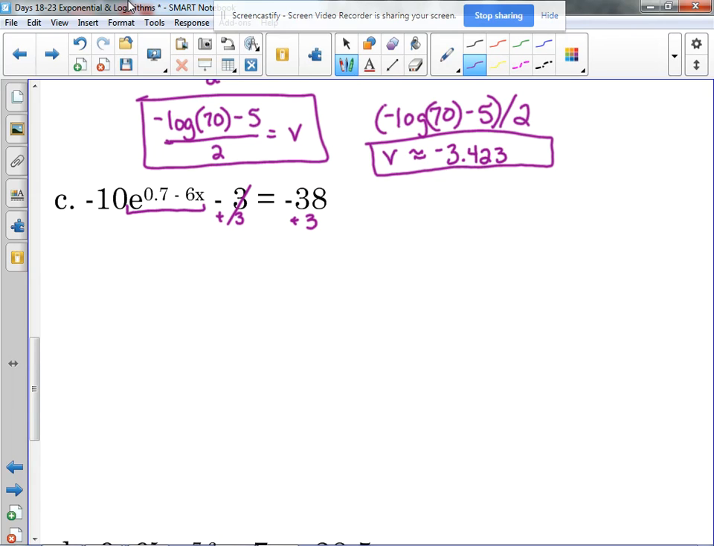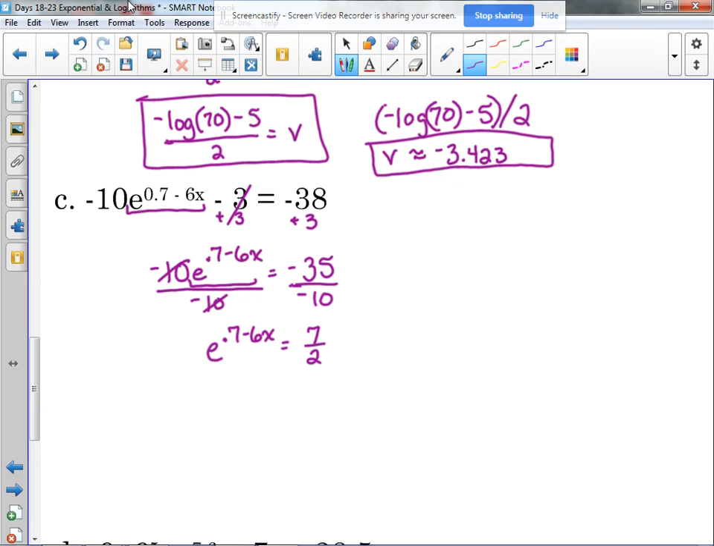If that's an option, adding and subtracting always comes first. So we add the 3 to both sides, so we have negative 10 e to the 0.7 minus 6x is equal to negative 35. Then we've got to divide by the negative 10. So e to the 0.7 minus 6x is equal to positive 7 over 2.